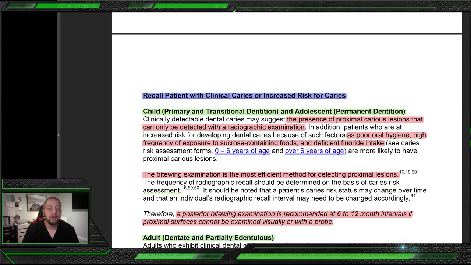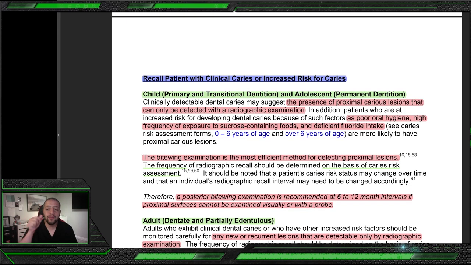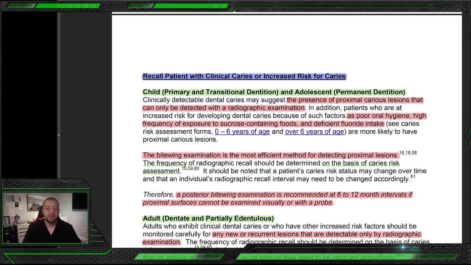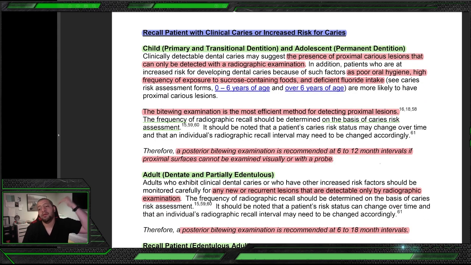For this patient, a posterior bitewing is recommended at a 6 to 12 month interval. If you remember the evidence we gave before for this child, the progression of caries in the primary teeth takes at least 12 months, about 1 year. That's why we're saying 6 to 12 months. You're going to ask why 6, why not 12? Because we're adding this risk. If you add this risk, you cut the number in half, because it means maybe he has more caries progression.